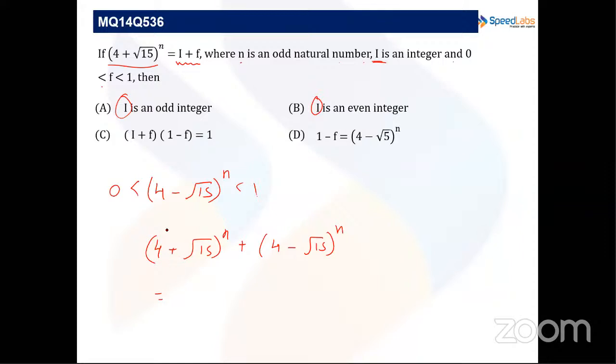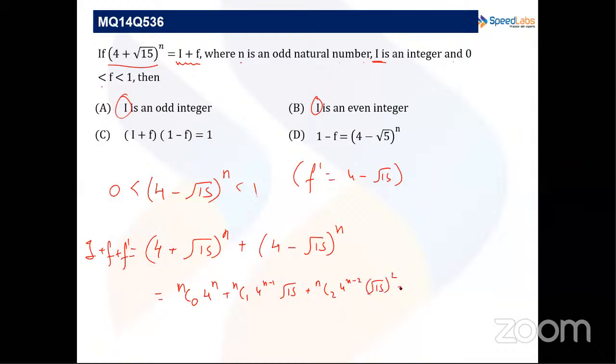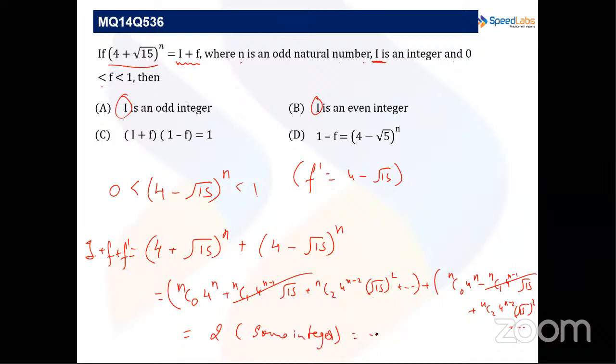Let's name this term f dash. So we have I plus f dash, where f dash is defined as (4 minus root 15) to the power n. So we have all the integral values here, that is nC0 4 to the power n plus nC1 4 to the power n minus 1 root 15 plus nC2 4 to the power n minus 2 root 15 square, and so on, plus nC0 4 to the power n minus nC1 4 to the power n minus 1 root 15 plus nC2 4 to the power n minus 2 root 15 square, and so on. If we see, the odd powers of root 15 will cancel out, and the even powers of root 15 will be integral values. So these integral values are getting added two times, so it is 2 into some integer. So this whole value is an even number.